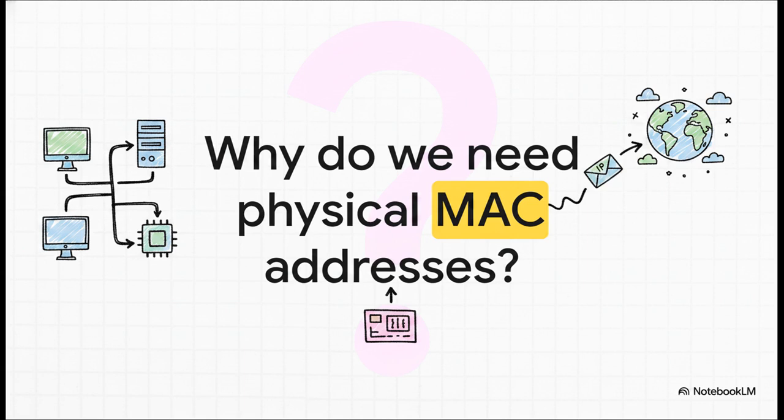If we already have logical IP addresses, why do we still need physical MAC addresses? Well, the crucial difference is that an IP address tells you where a device is located logically on the internet, kind of like a zip code. But the 48-bit MAC address, that's the permanent physical identity stamped literally right onto the device's hardware at the factory. You absolutely have to have MAC addresses for local hardware-to-hardware communication before your data ever even touches the wider internet.